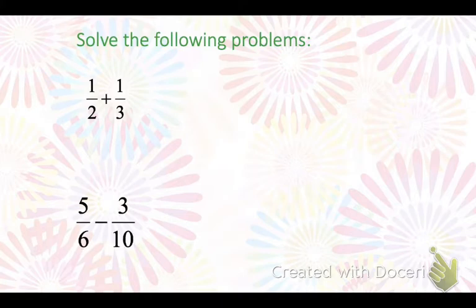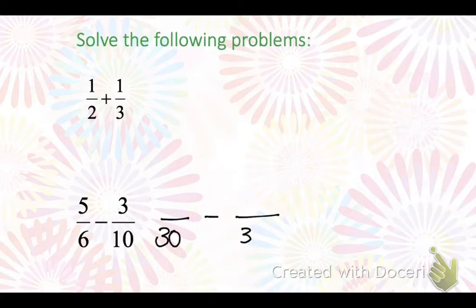Okay, if we try another one, same thing. Start with finding the common denominator. So, common denominator between 6 and 10. Both of them can multiply into 30 evenly.